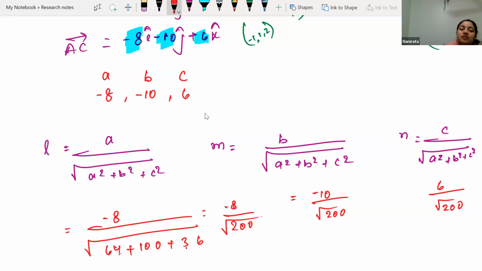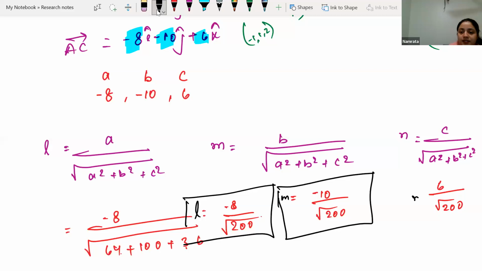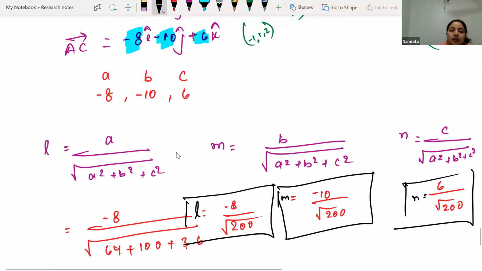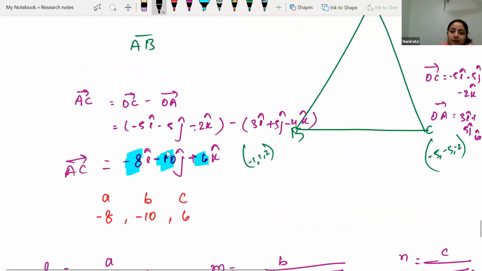We got the direction ratio. Direction cosine: this is our L value, this is M and this is N, and that's what we wanted to find for each and every side of the triangle. This we have done for the second side, that is AC. We also need to do the same whole process for the side BC.